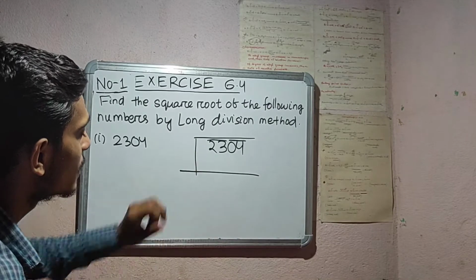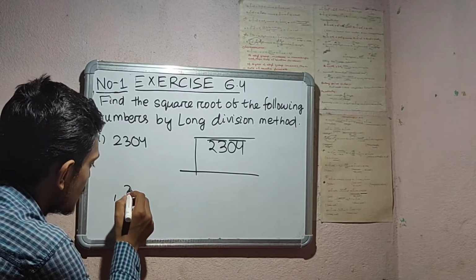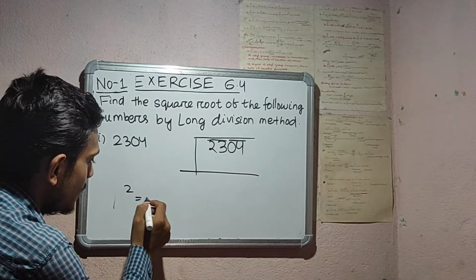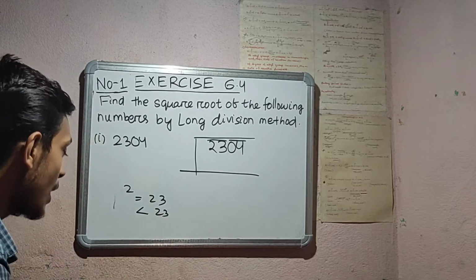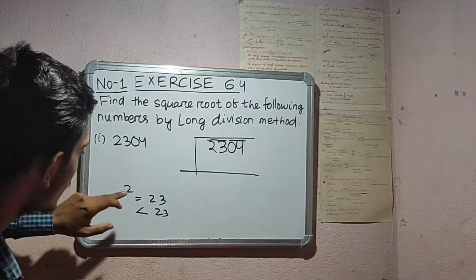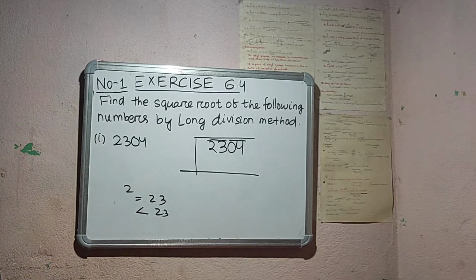The divisor is the number whose square is equal to 23 or less than 23. So I have to take such a number that its square must be equal to 23 or less than 23.